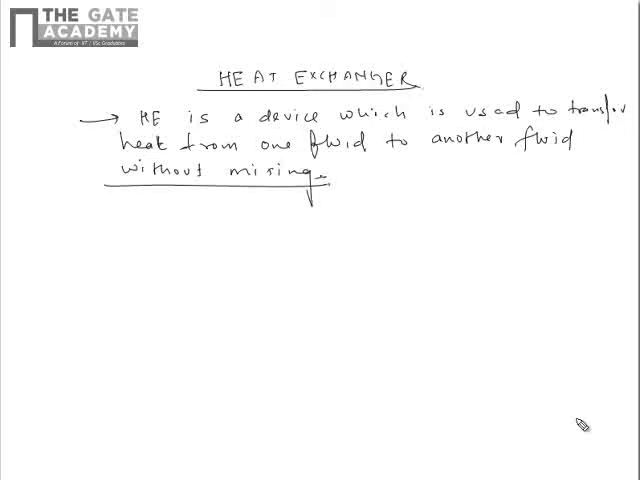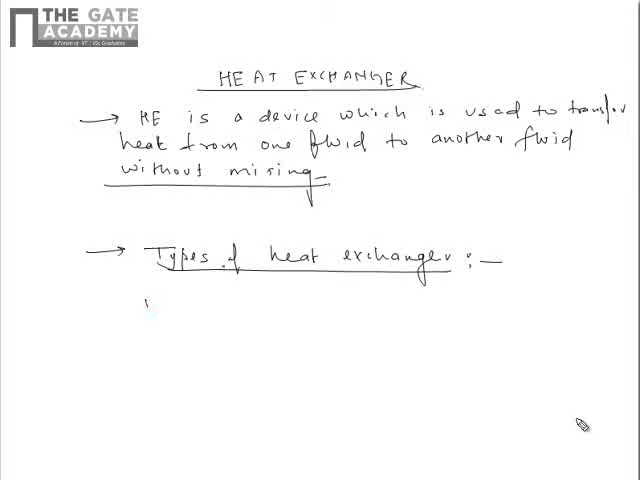There are many types of heat exchanger. So, types of heat exchanger. Okay. So, the first kind of heat exchanger is a parallel flow heat exchanger. Let us consider, in parallel flow heat exchanger the fluids flow in the same direction.